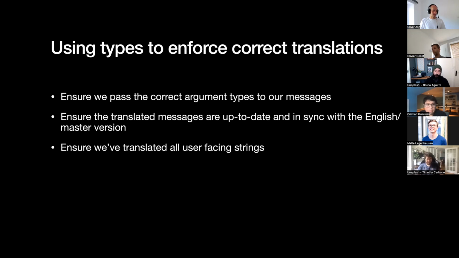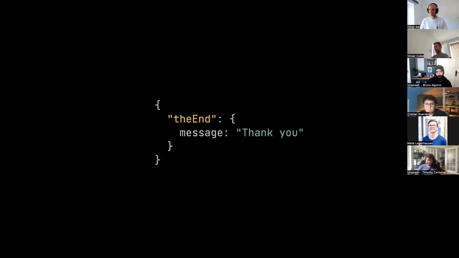I think what I really like about the solution that we found is we're using types in lots of different ways to enforce correctness. So we use them to make sure that the arguments to our messages have the right type. And we use types to make sure that when we update the English messages, we don't forget to update the other languages. And we use types to make sure that we've translated every user-facing string and we haven't forgotten to translate anything. And that's it. That's it.